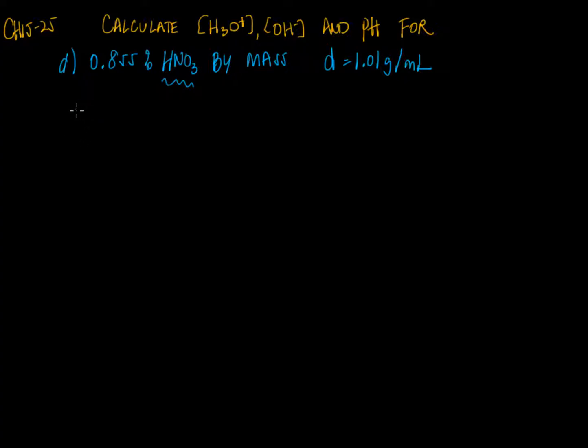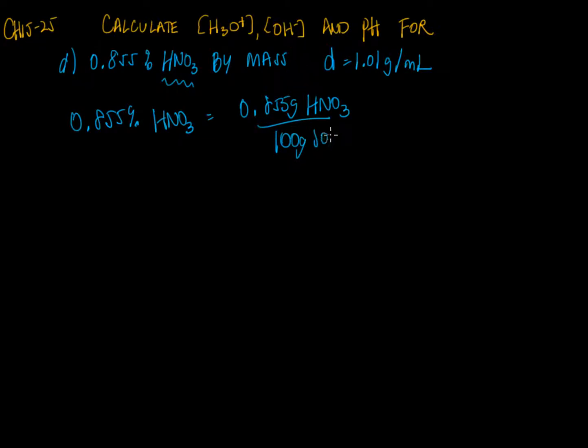So let's take a look at the steps. First, take care of the percent. 0.855% HNO3 is the same thing as saying we have 0.855 grams of HNO3 per 100 grams of solution. The percent basically means you divide by 100. So now we have some grams to deal with: grams to moles, grams to milliliters to liters.